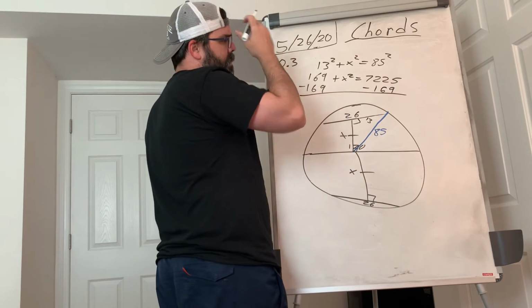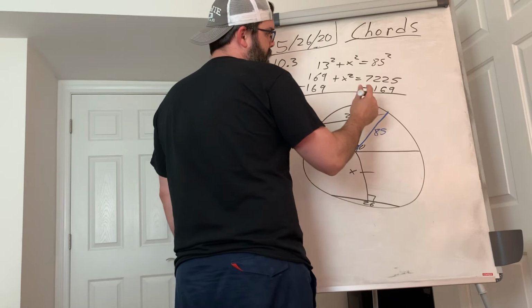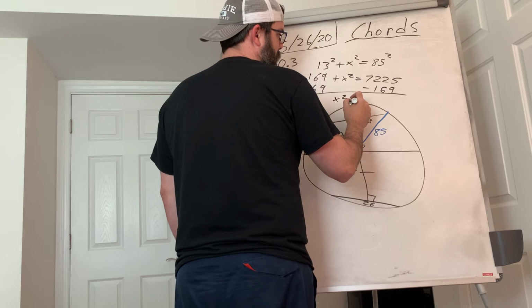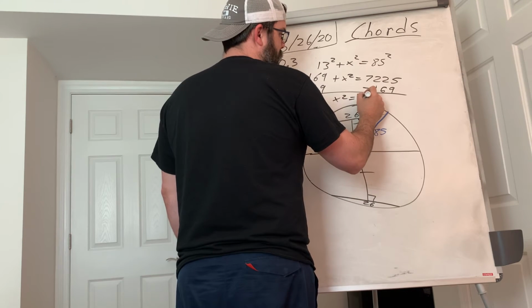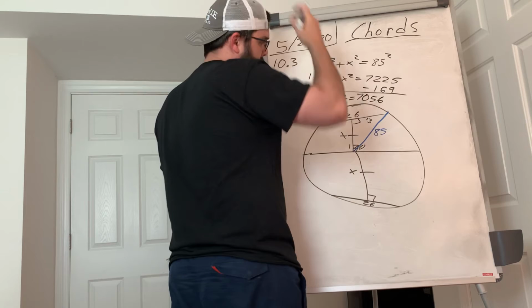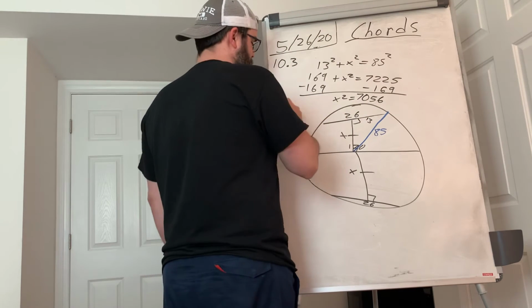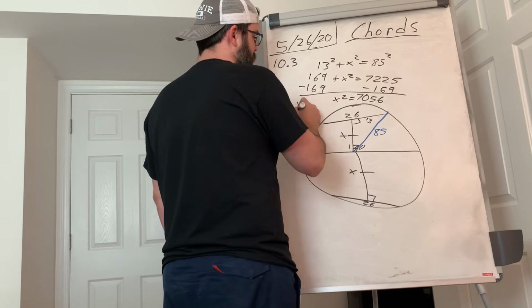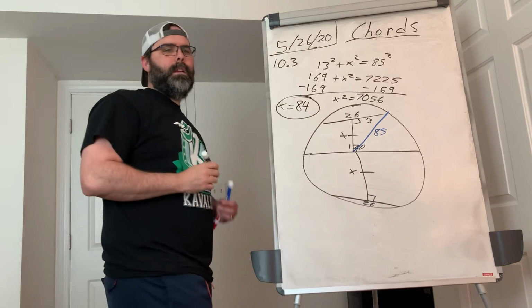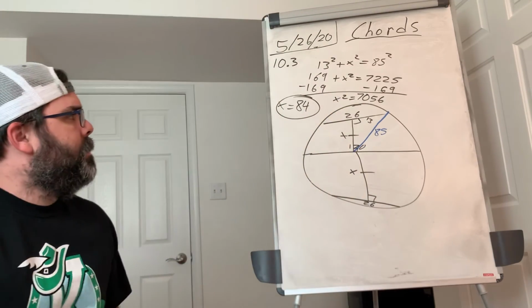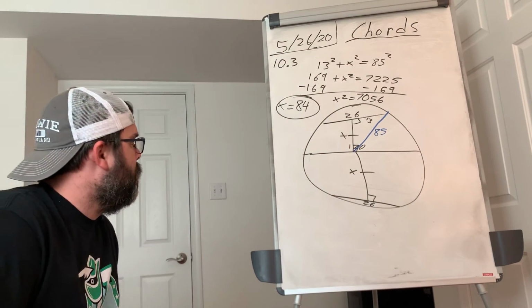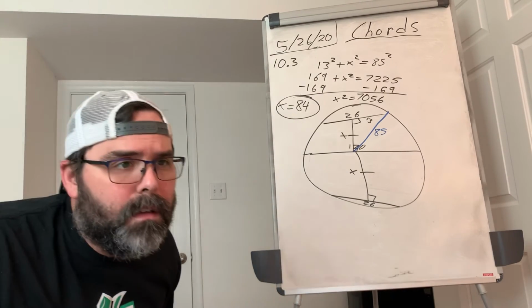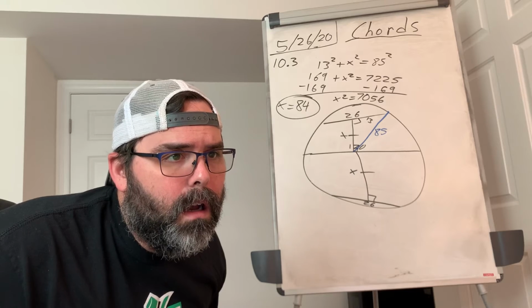Alexa, what is 7,225 minus 169? 7,225 minus 169 is 7,056. Alexa, what's the square root of 7,056? The square root of 7,056 is 84. Okay, so the distance from the center of the circle to the chord, or either chord, is 84 inches in this case.